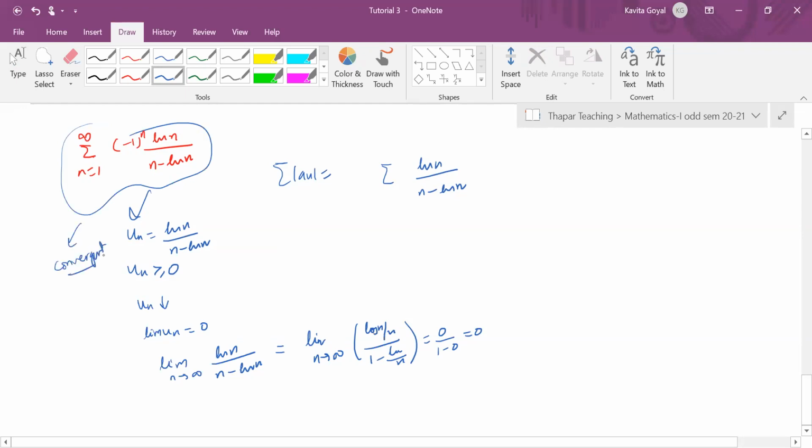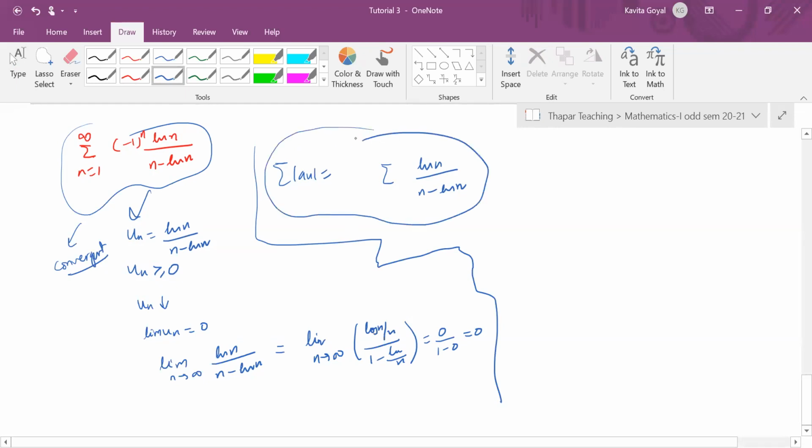Now what about this series? If you take the mod, because we have to tell whether it is absolutely convergent or not, you have to check the convergence of this series. Can you do that? Which test? Nth term? Direct comparison test. The nth term limit is coming as 0, isn't it? The limit of the nth term is 0. So if you are saying DCT, how are you applying it? Tell me.